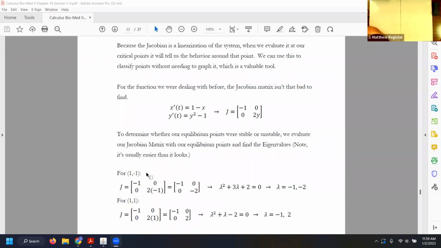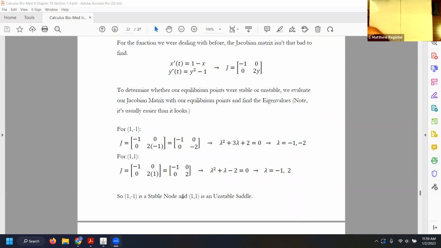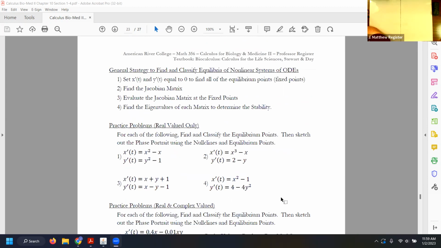Evaluating it at the 2 points, 1, -1 and 1, 1, we get eigenvalues which are -1 and -2, telling us that we are going to have a stable node. And then at 1, 1, we have -1, 2, which tells us we are going to have a saddle point. And so we have a stable node and an unstable saddle point. That's how we're going to be evaluating these things. And so whenever we have a nonlinear system, if we're not sure of the stability of a point, we can use the Jacobian to figure it out.